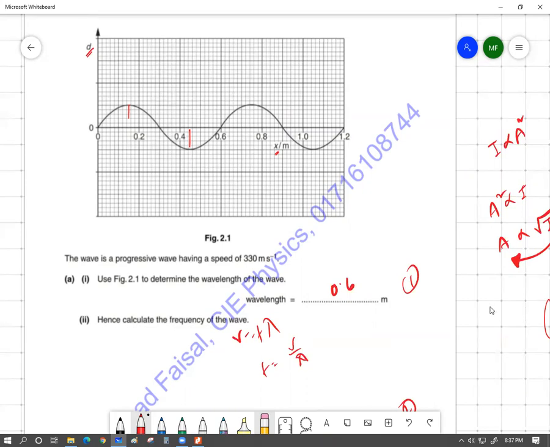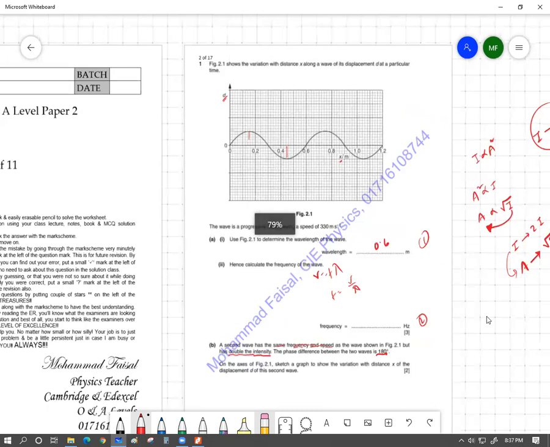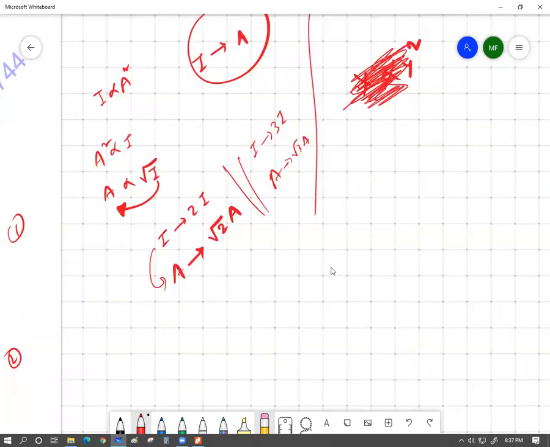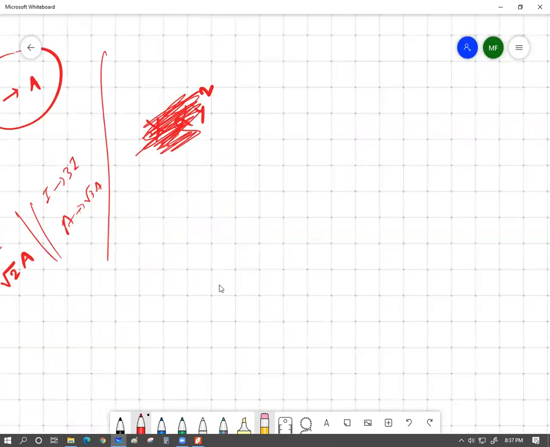And then the next change that we have to bring about in our drawing is the phase change. The question says that the new wave that we are trying to draw has a phase angle difference of 180 degrees. Now, try to remember, what does 180 degree phase difference actually mean? If you have a given wave that looks like this, a 180 degree phase shift means all the crests and the troughs will be 180 degrees or half lambda apart, shifted in one direction.